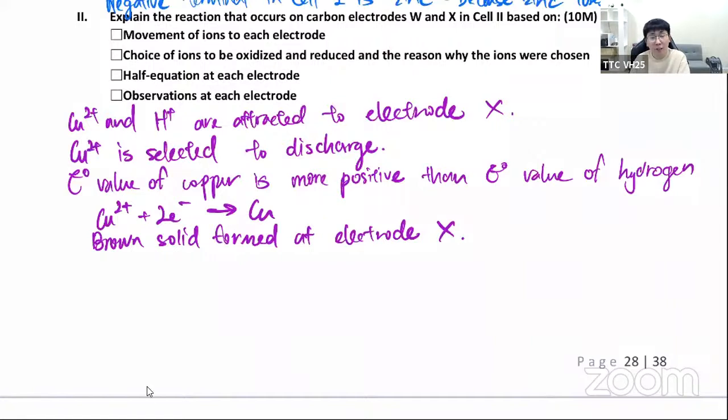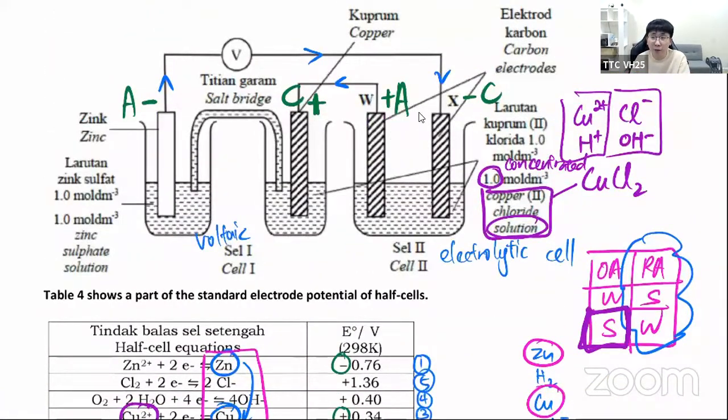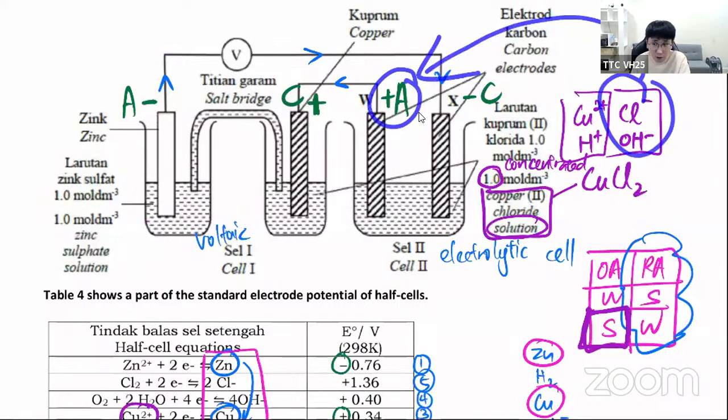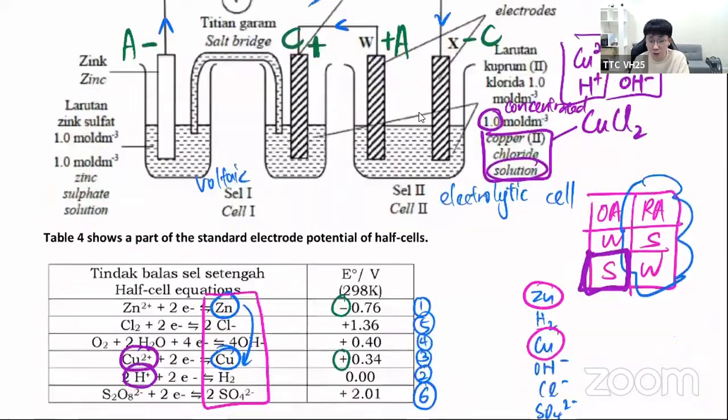Okay, so this is on the copper side, guys. This is on the electrode X side. So how about the other side? On the W. W is the anode, so it means negative ions will actually move to the anode. So you'll be having two selections, again, Cl minus and OH minus. You're gonna choose one.